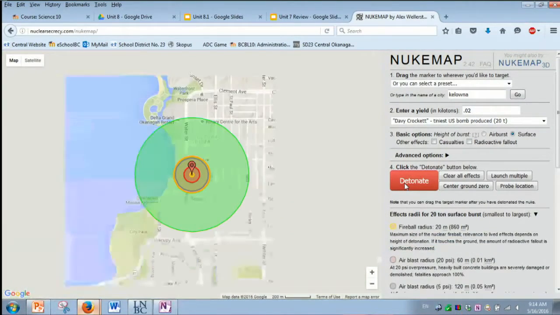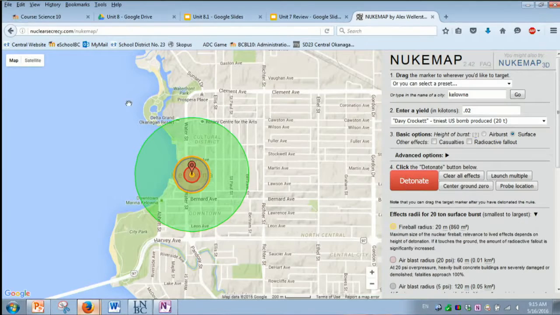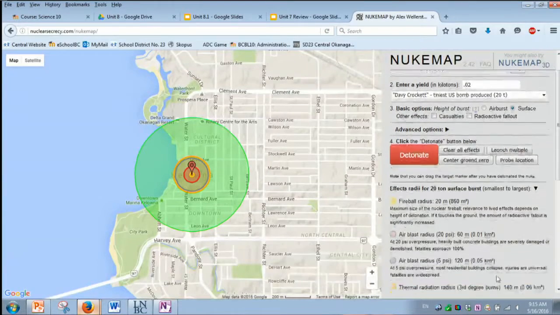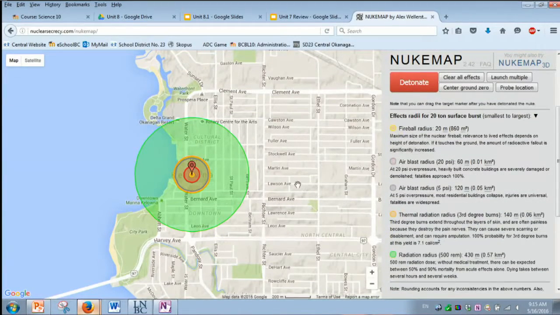So if I detonated that bomb, you can see this is downtown Kelowna, almost just past City Hall, maybe City Hall. The fireball radius would be about the size of a building. And then the air blast goes out to these two rings, so any building that wasn't made of really strong concrete would be knocked over. And then you have your radiation zone, and in this case, 50 to 90% mortality. So half the people inside this green circle would die for sure.